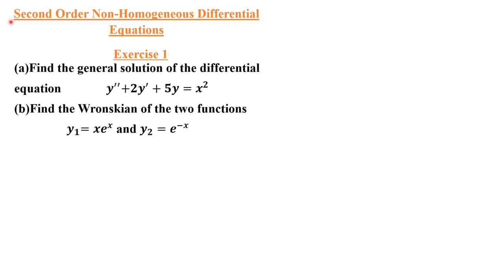So today we are going to be looking at a question that falls under the topic second order non-homogeneous differential equations. The exercise A of our question reads, find the general solution of the differential equation y double prime plus 2y prime plus 5y equals x squared, and B, find the Wronskian of the two functions y1 equals x e to the x and y2 equals e to the negative x.